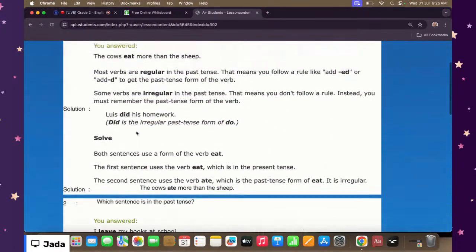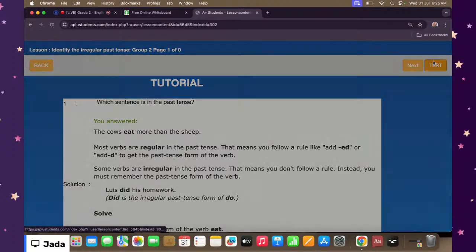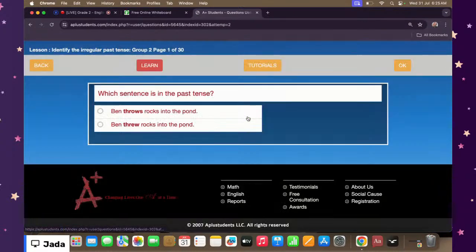So let's look at some examples from the test here. Now we have: which sentence is in the past tense? Ben throws rocks into the pond. Ben threw rocks into the pond. Now, what is the correct answer here? Which is the most suitable answer? It would be Ben threw rocks into the pond.